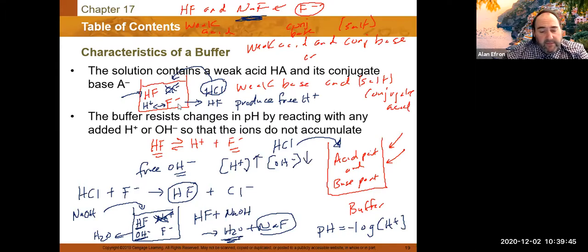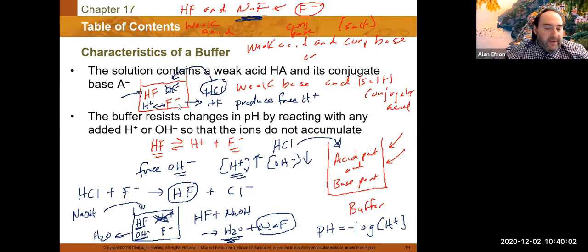So if we're able to basically maintain the amount of OH minus in that solution, we're also able to maintain the amount of H plus in that solution. And we're also able to maintain the pH of that solution as well, because we don't get a big change in the amount of H plus.